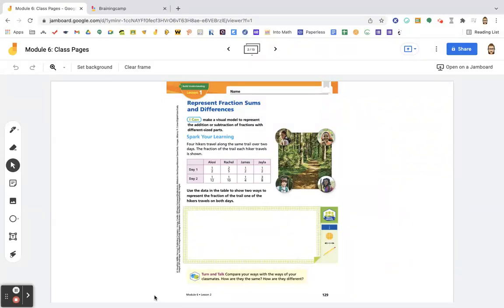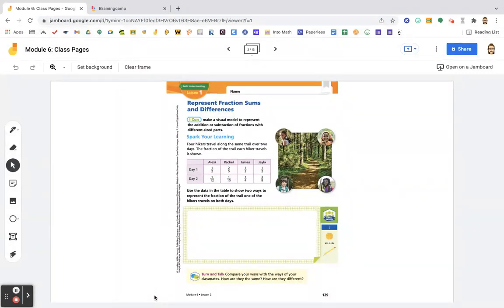Hello, my mathematicians. Today we are going to be looking at Module 6, Lesson 1, which is about representing fraction sums and differences. Hopefully by the end of this lesson, you'll be able to make a visual model to represent the addition or subtraction of fractions with different sized parts.